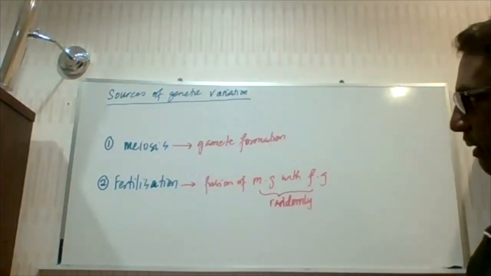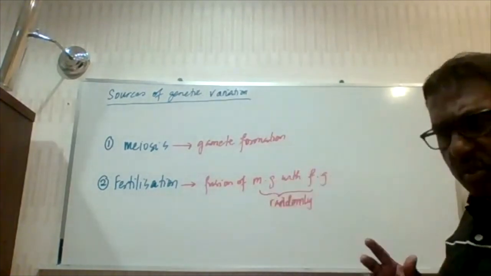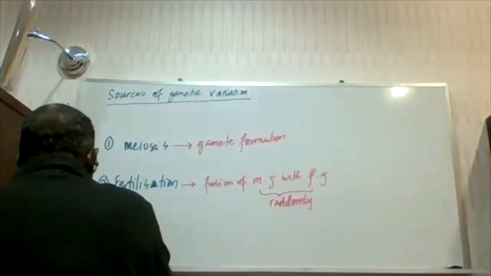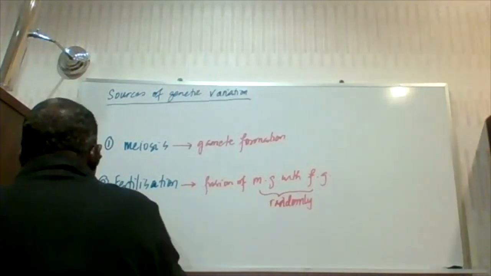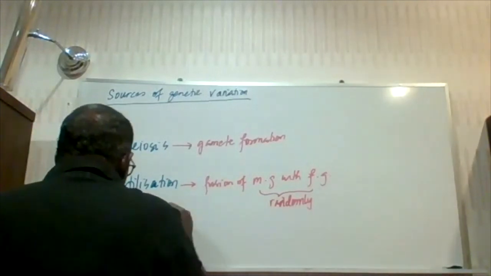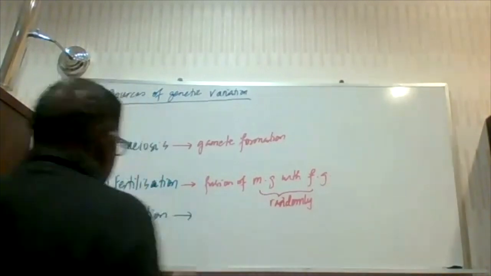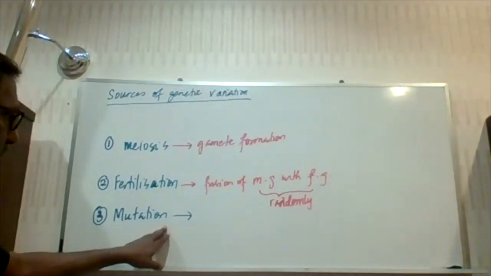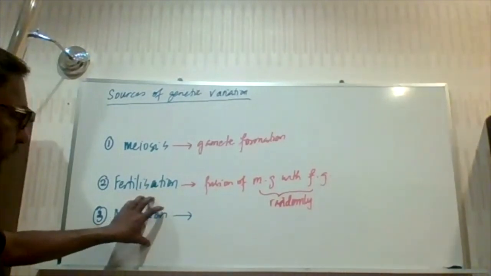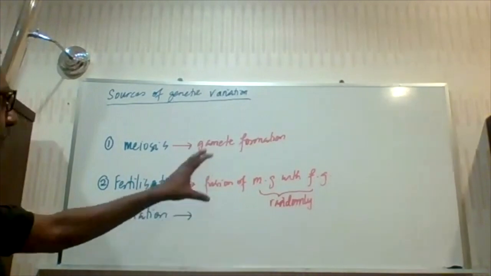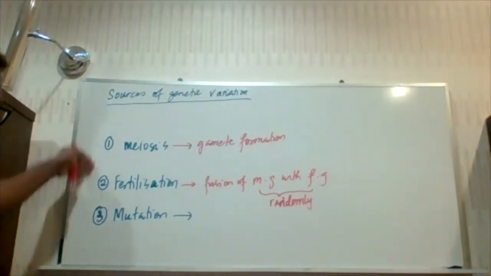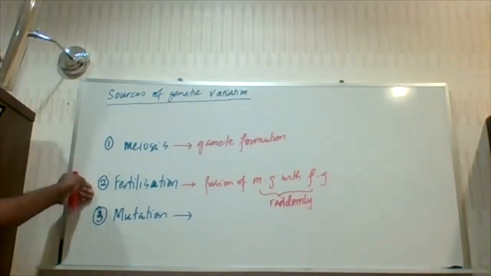But is it only limited to these two? There are other factors. Another one is mutation. Mutation could alter the gene. That means the gene in the gamete could be altered due to mutation. So when the gene in the gamete is altered, definitely it will cause genetic variation. So mutation is also one of the sources. These are the natural sources.